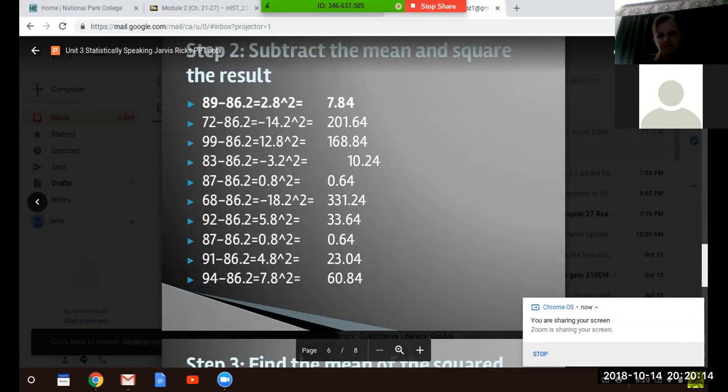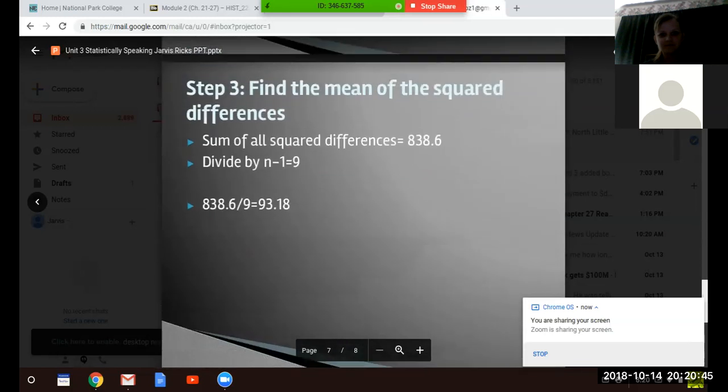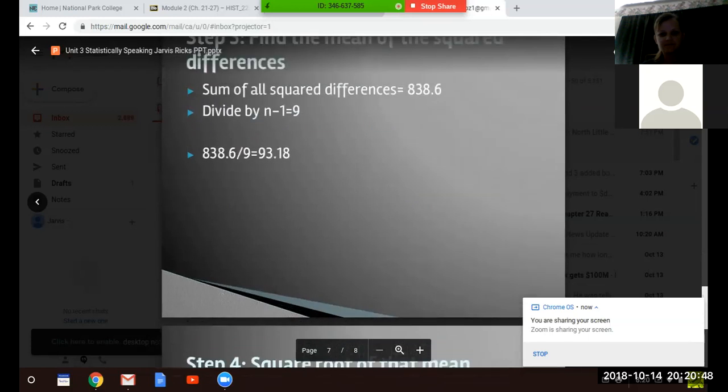And third, you find the mean, or n-1, of all those differences. Here we add them and got 838.6. Then divided by 9, our result is 93.18. Okay, then after that, finally you take the square root of that number. That is the standard deviation. The standard deviation for this set is 96.5. I'm not sure if y'all got that, but it's 96.5.